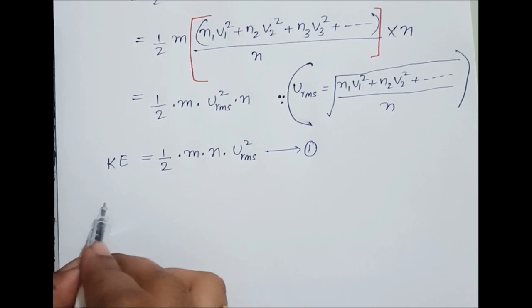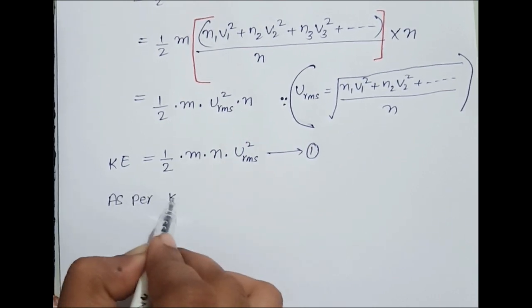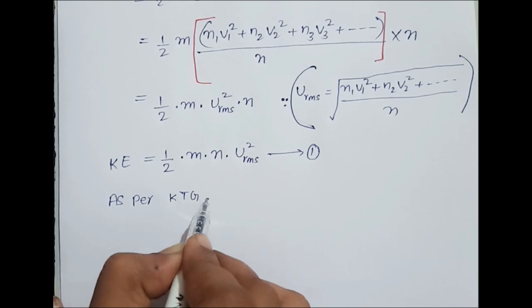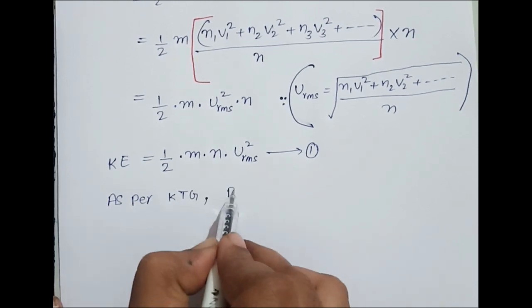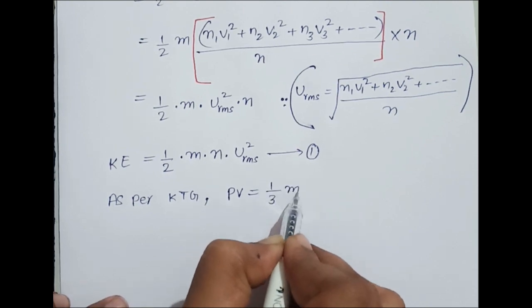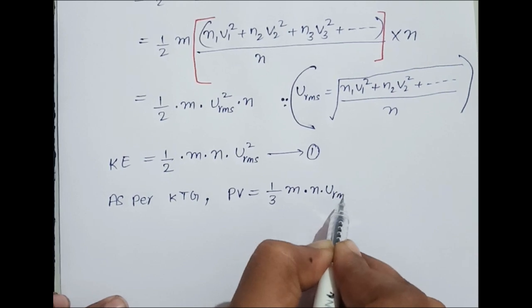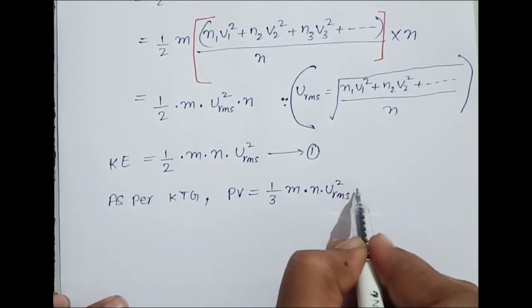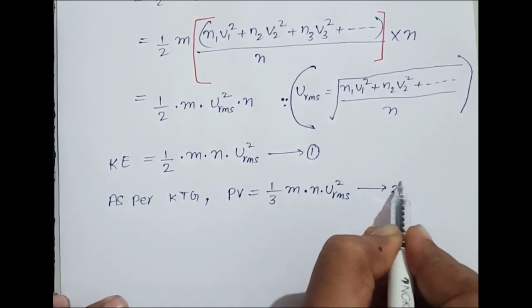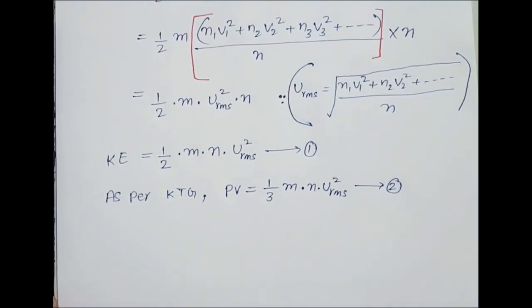As per kinetic theory of gases, the kinetic gas equation is PV is equal to 1 by 3 m n u RMS square. That is what we derived in the previous video. In case you have not watched it, go through that one so you will get more clarity.